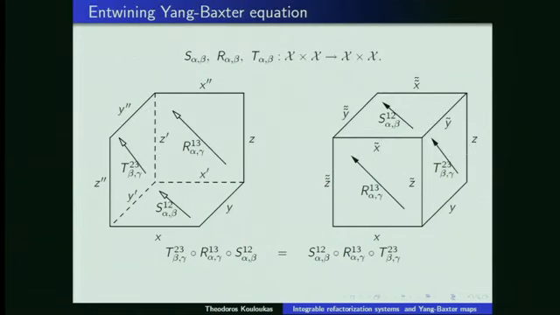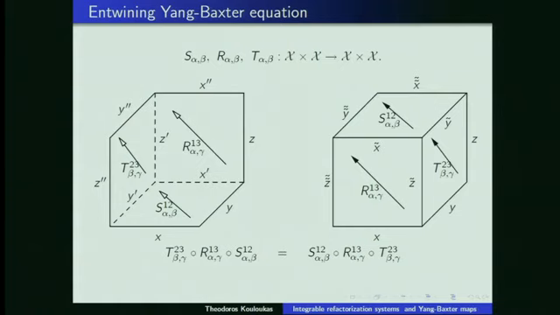So I will close this introduction by presenting the entwining Yang-Baxter equation. Now this equation involves three maps, S, R, T. So at each face of the cube we apply a different map, according to this figure.